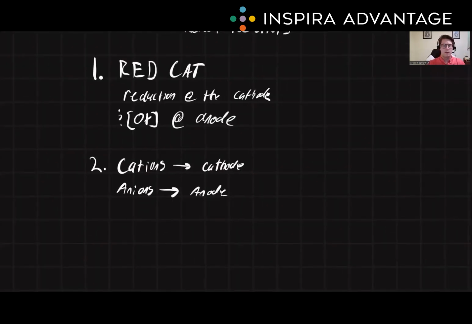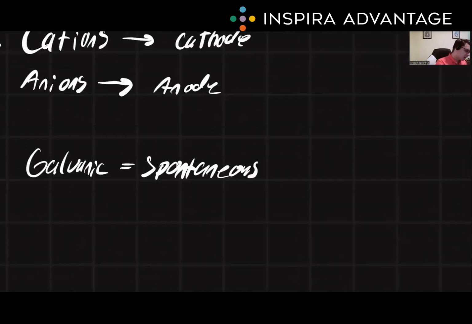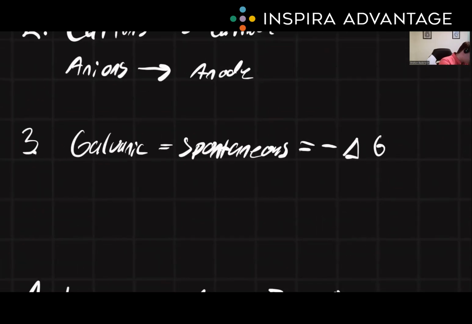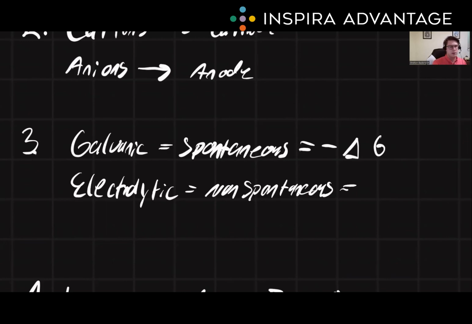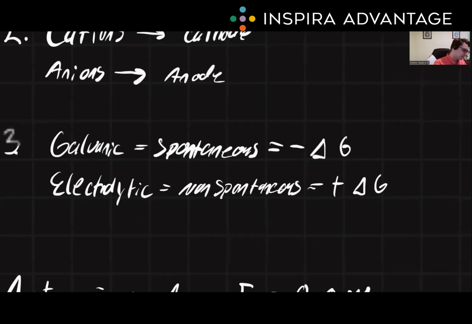Now, the third and final concept you need to know is that galvanic cells proceed spontaneously and electrolytic cells are non-spontaneous and therefore require external energy added in order to work. And when we say something is spontaneous, we know that means it has a negative delta G. Conversely then, a non-spontaneous cell, the electrolytic cell, is going to have a positive delta G.